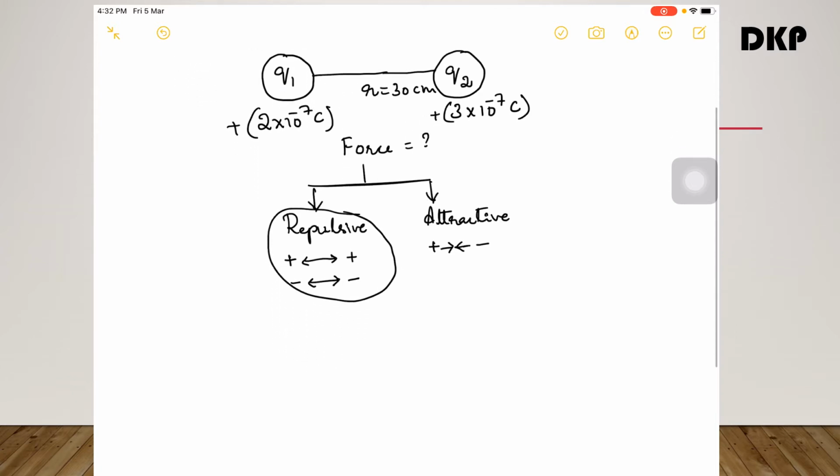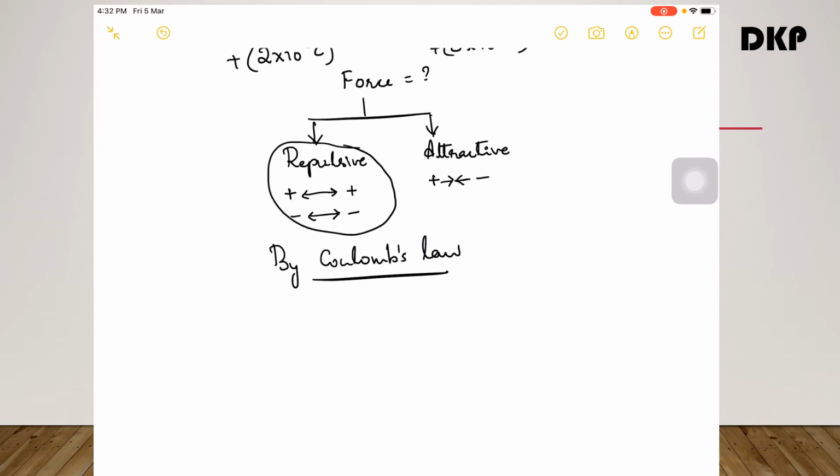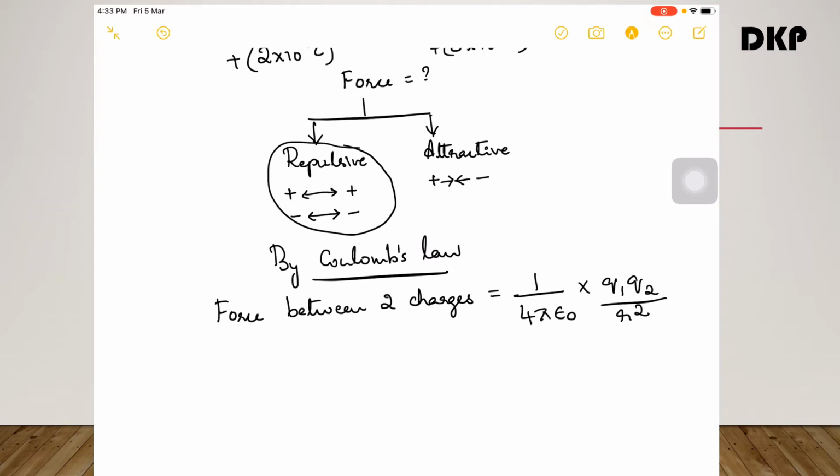Now, what is the formula for finding force? It is by Coulomb's law. By Coulomb's law, the force between two charges is 1 by 4 pi epsilon 0 into q1 q2 upon r square. This is the formula.